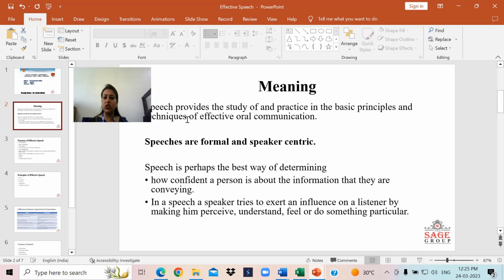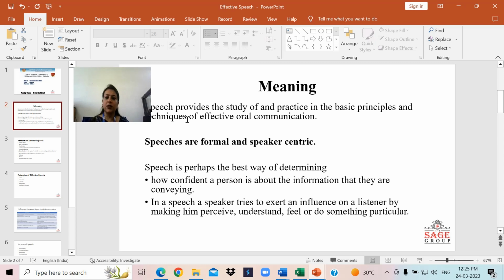Also, speeches are speaker centric. It means that we are not bothered about the audience, but we have to just cover what we want to cover. We have to prepare our topic well, research our topic, and only then speak in front of the public.